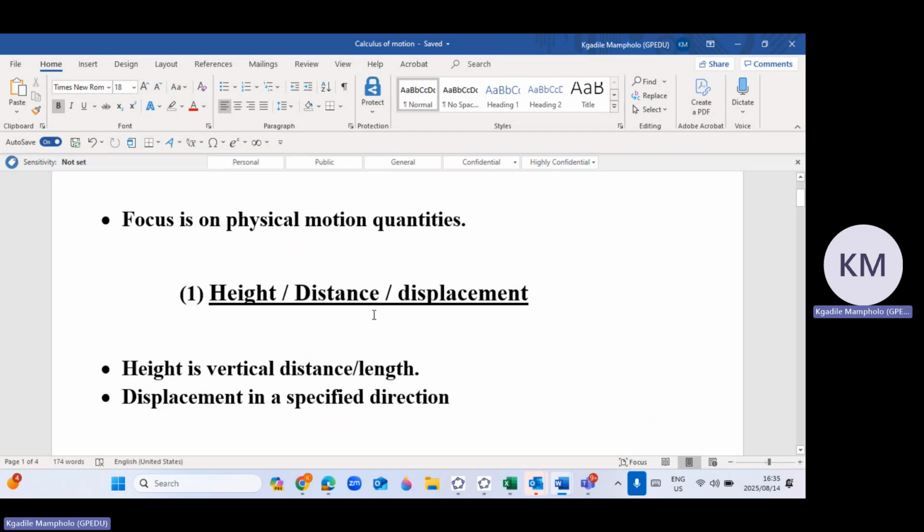But remember, in maths, we are not interested in the definitions and all these kinds of things. I just wanted to show you that when you see the word displacement, you must know that we are talking about the distance.